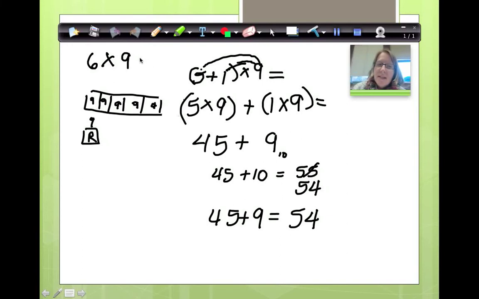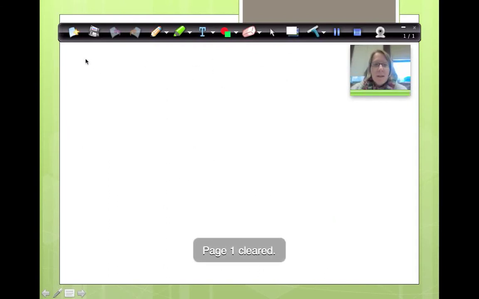What is 6 times 9? 6 times 9 is 54. Now you may already know that 6 times 9 is 54, especially if you have your math facts memorized. But this is a way to show it using the distributive property and when we took apart the 6. Let's do it another time. One more time here. Only this time, let's do 8 times 9.